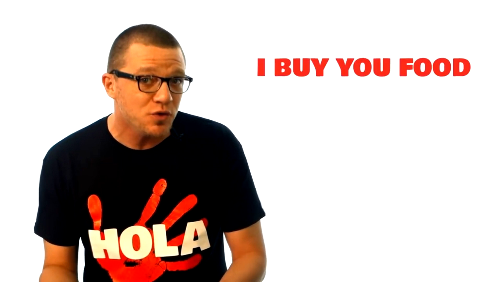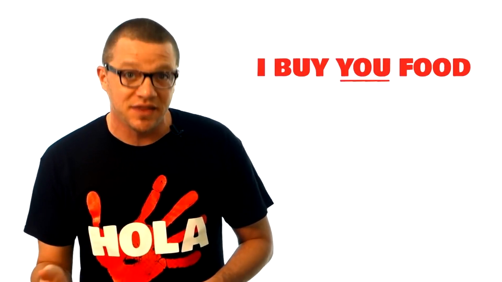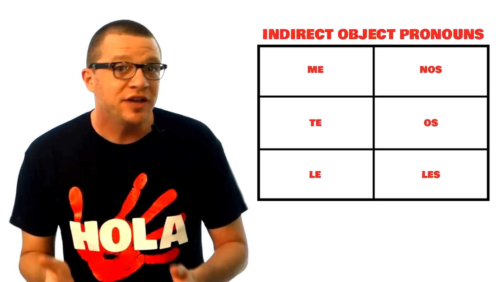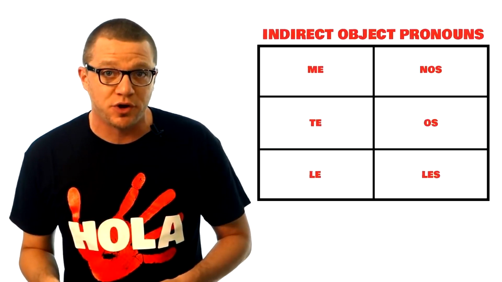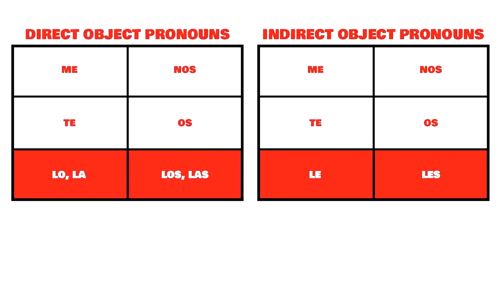So I buy you food. For whom do I buy the food? For you. You is the indirect object, and in this case, already an indirect object pronoun. Here's the chart of all the indirect object pronouns in Spanish. Do they look familiar? They should. Except for the third row here, they're exactly the same as the direct object pronouns you already learned.